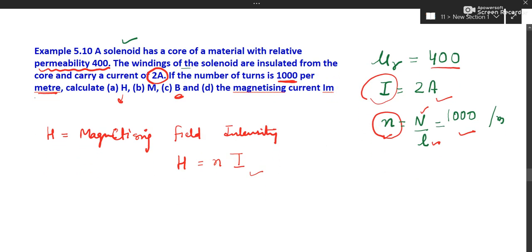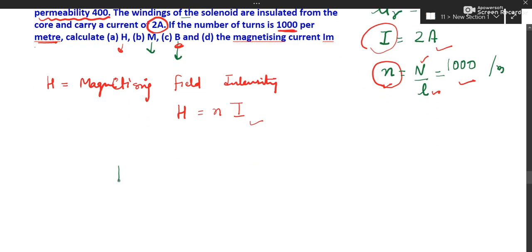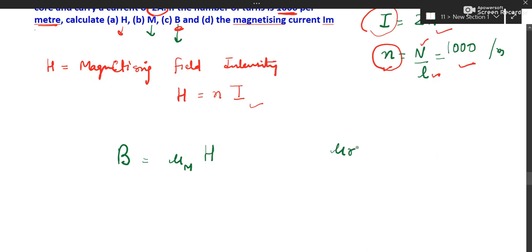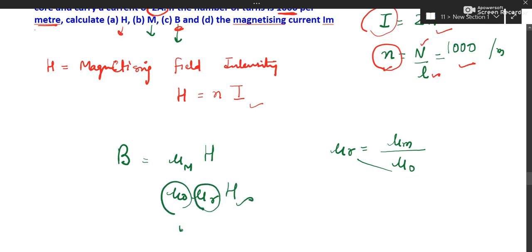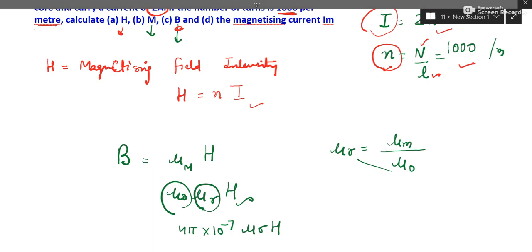Then coming to the next quantity, M we will find out at last, B we are finding first. So for B you will use this formula B equals mu H, basically mu is mu material, and if you remember, relative permeability is the ratio of material's permeability to free space permeability. So it will go this side. So this can be opened as mu naught into mu r into H. H we have found, mu r they have given, and mu naught is 4 pi into 10 raised to power minus 7. Substitute all the values and you will be able to calculate B.